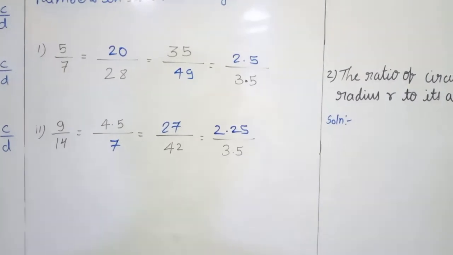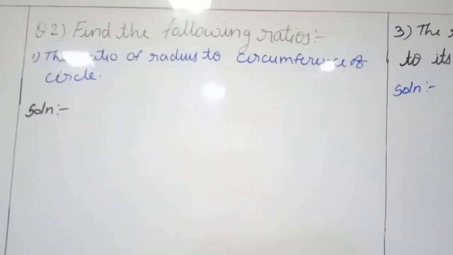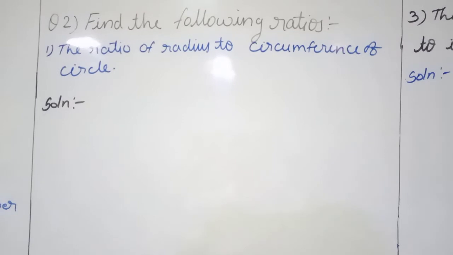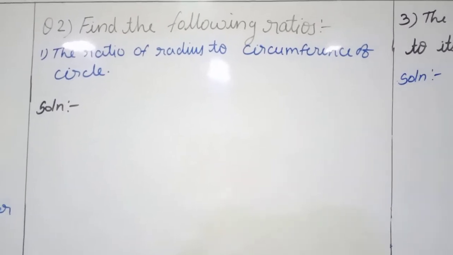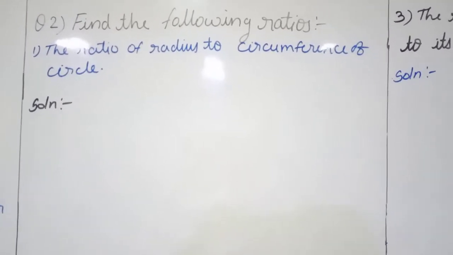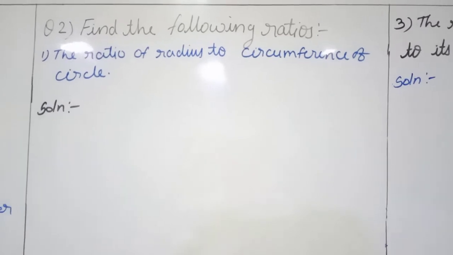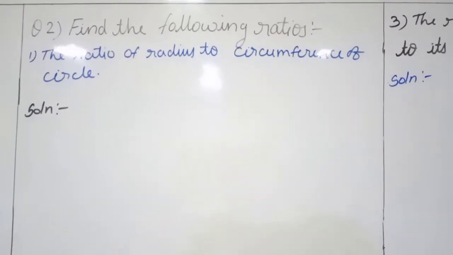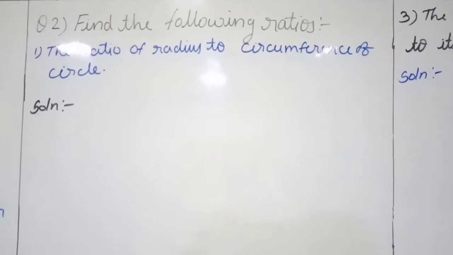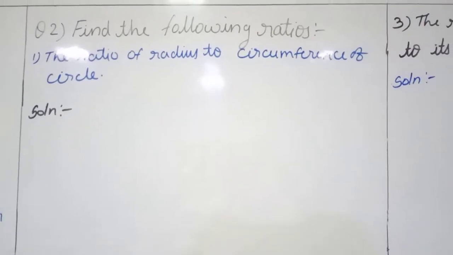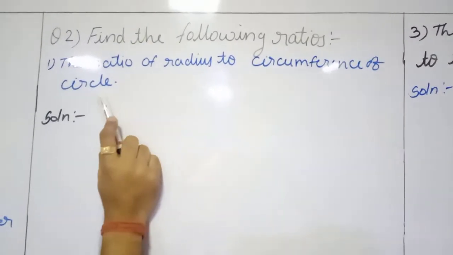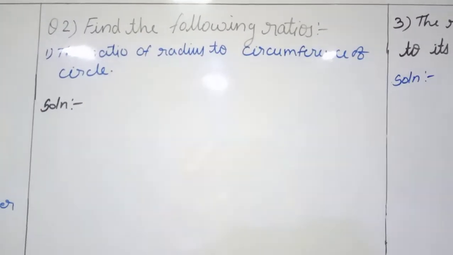Now move on to question number 2. Find the following ratios. As we learned to find ratios in the last video, the ratio of the first number to the second number and the ratio of the first quantity to the second quantity. So here what do we have to do? Just read sub question 1 of question number 2. The ratio of radius to circumference of the circle. But here we don't have any value.